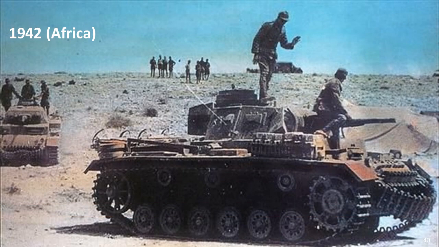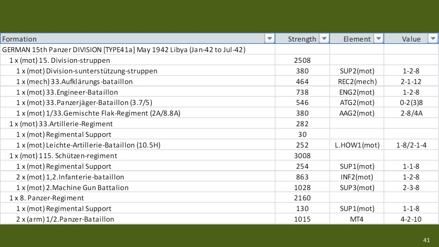Let's now go back to Africa in 1942, and in this case we'll be looking at a proper Panzer division. In addition to the 5th Light Division, the Germans also sent the 15th Panzer Division to Africa. Like the 5th Light, it was ad hoc, but was closer to an official Panzer Division.